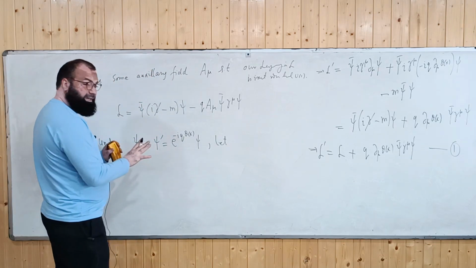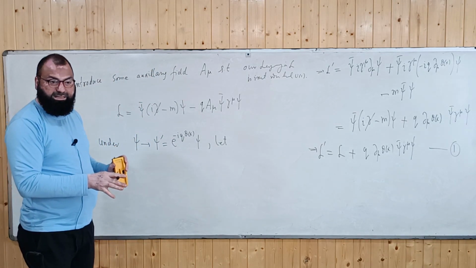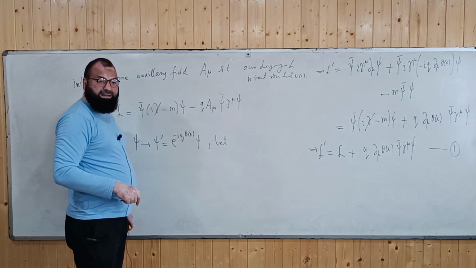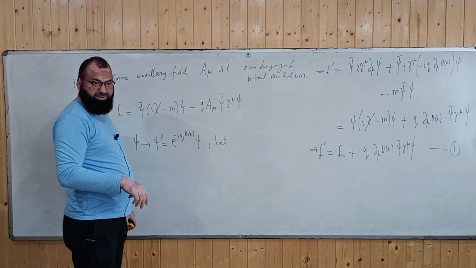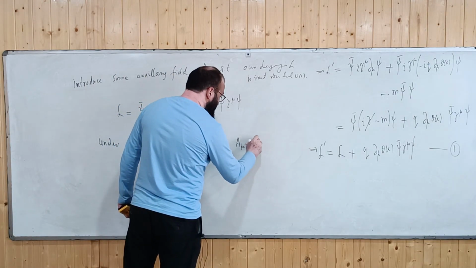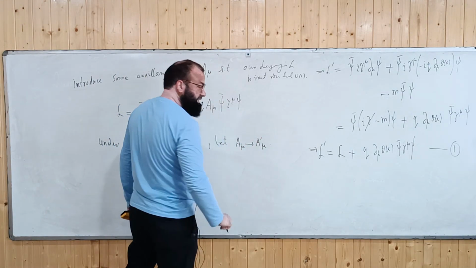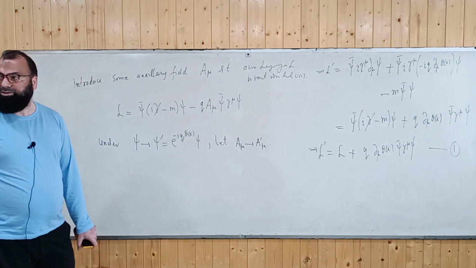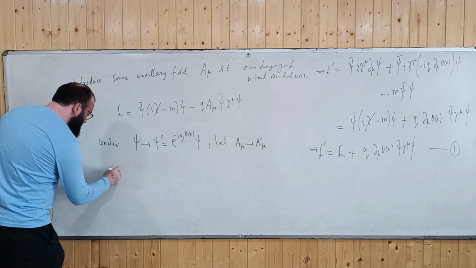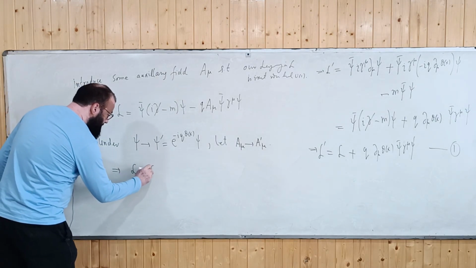So when I make a transformation of my field psi to psi prime, I will assume we are having a transformation on this A as well, in a transformed frame. So let A mu go to A prime mu. We need to figure out what their transformation is. Okay, so therefore this L goes to some L prime.